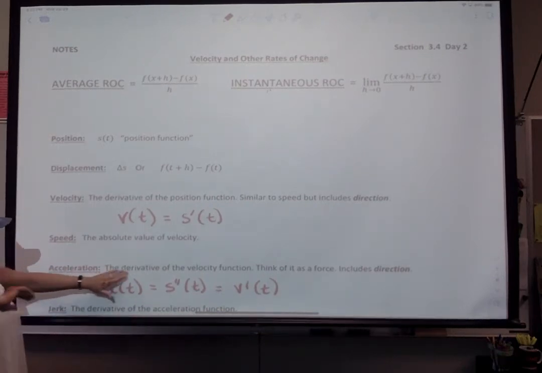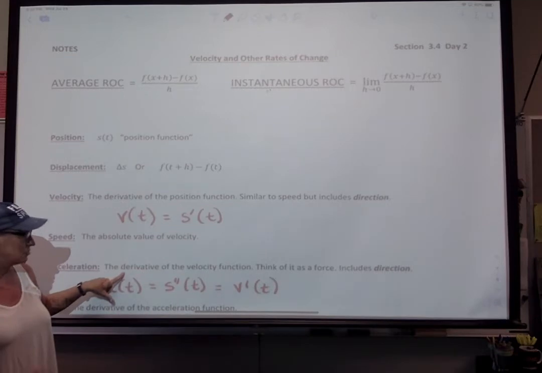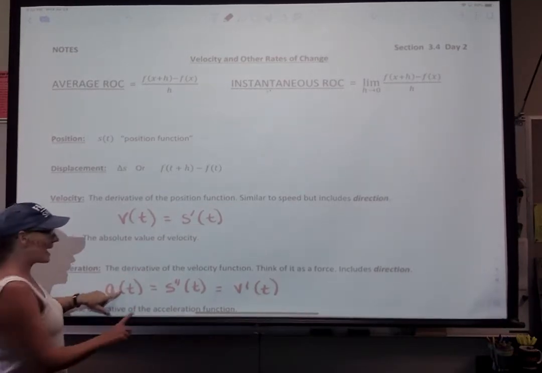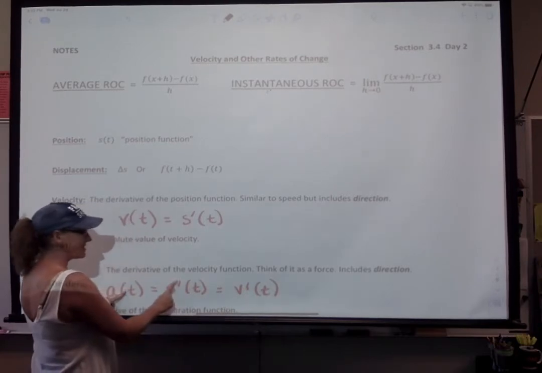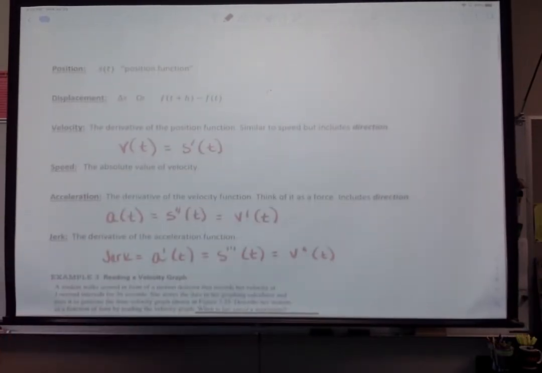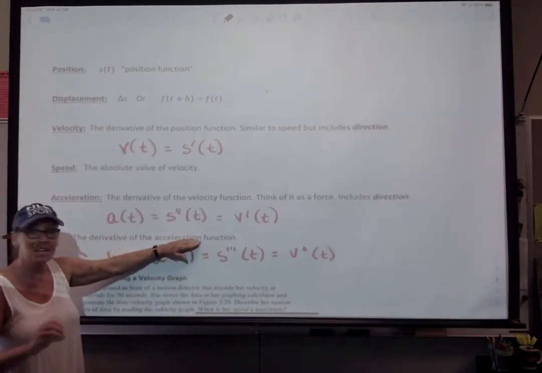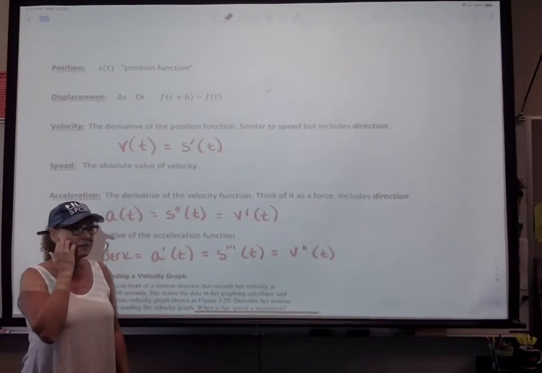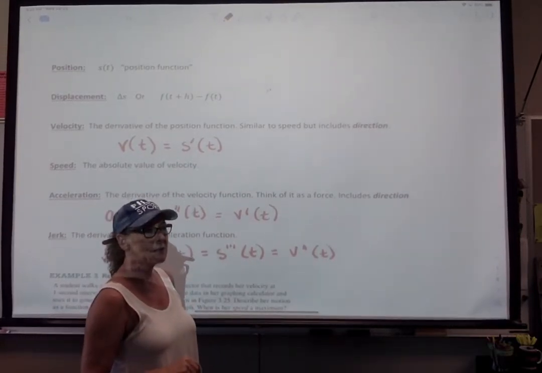So acceleration is how the velocity changes, and acceleration is the derivative of velocity. So you can write it as v prime, or you can write it as the second derivative of position. And jerk is how the acceleration is changing. So think about this. When you accelerate too quickly in your car, what happens to your head?